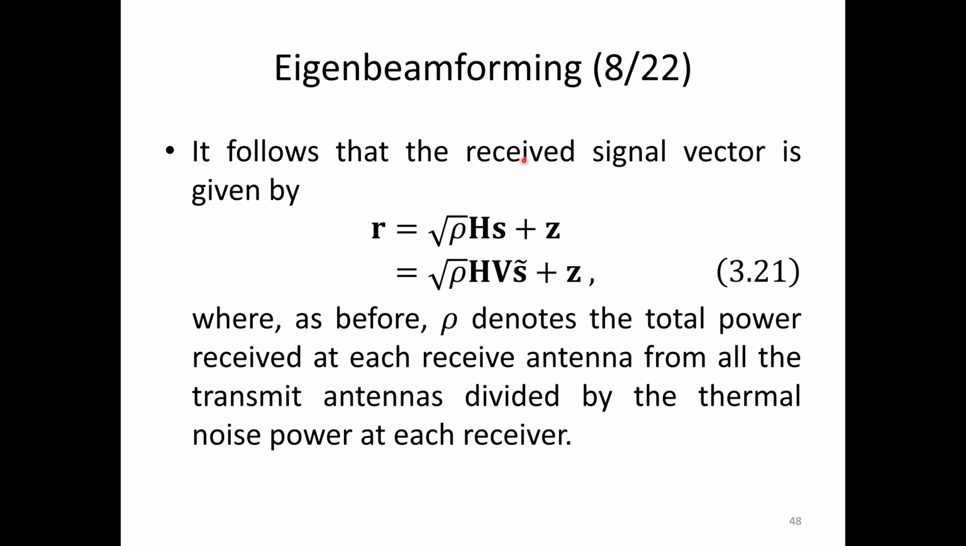It follows that the received signal vector is given by R is equal to the square root of rho times H times S plus Z, and is equal to the square root of rho times H times V times S tilde plus Z. Whereas before, rho denotes the total power received at each receive antenna from all the transmit antennas, divided by the thermal noise power at each receiver. Here each receiver means each receive antenna. So please note that rho is the SNR on a single receive antenna.